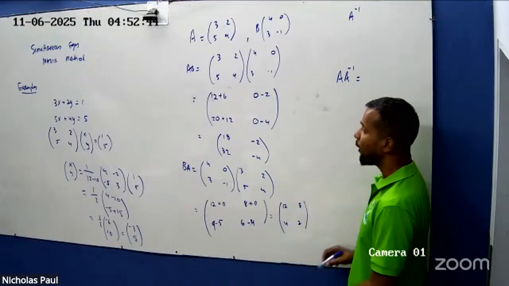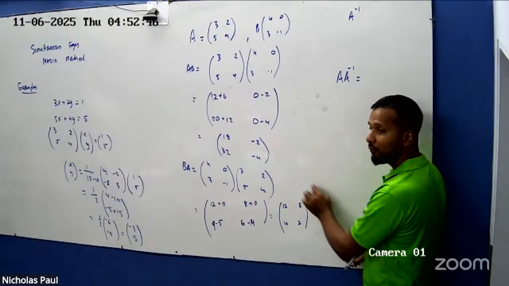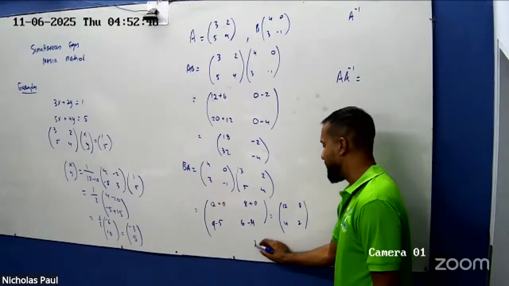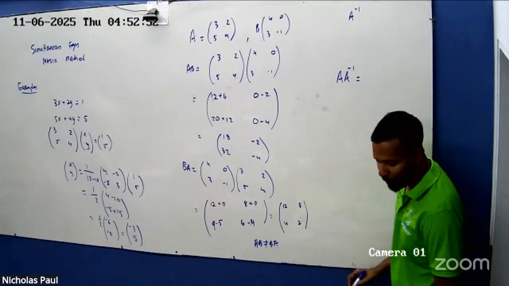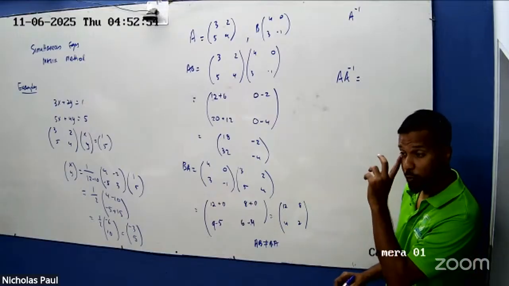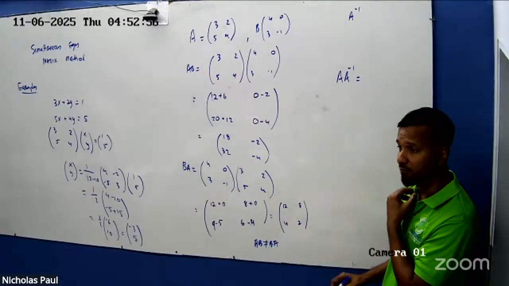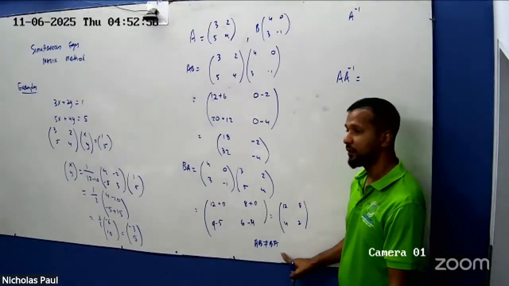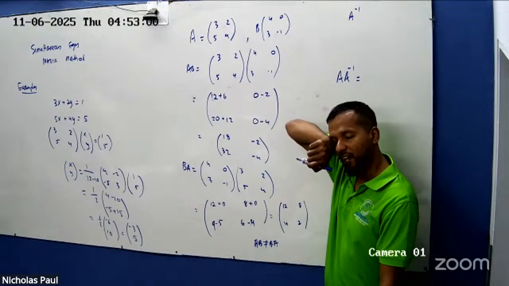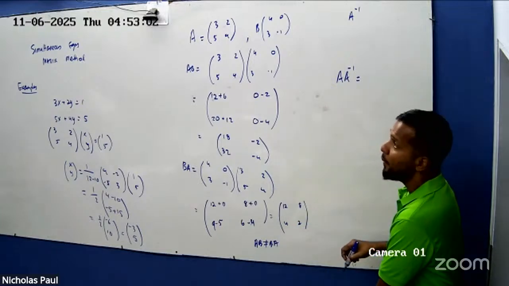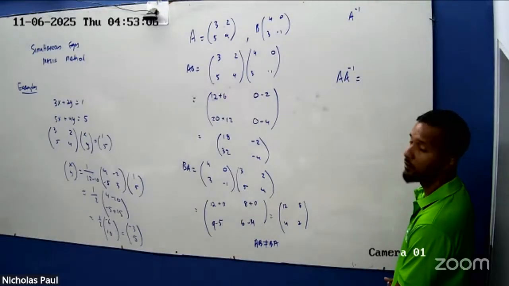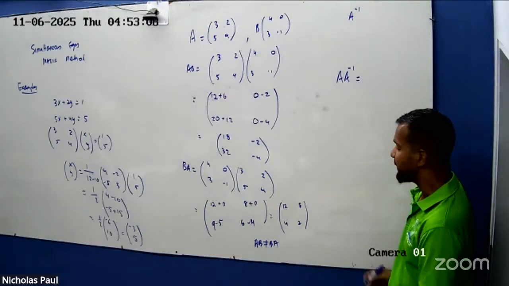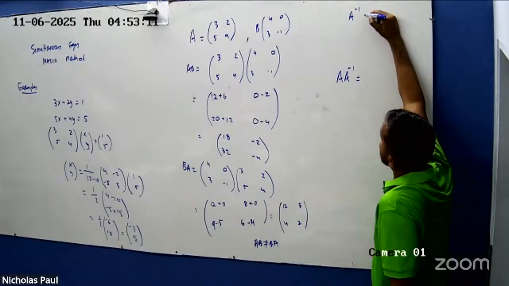Are these two equal? No. So it means that AB is not equal to BA. What do we call that again? Not what? Commutative. Write that, please. Although I gave it to you already, write that, please. Matrix multiplication is not commutative.